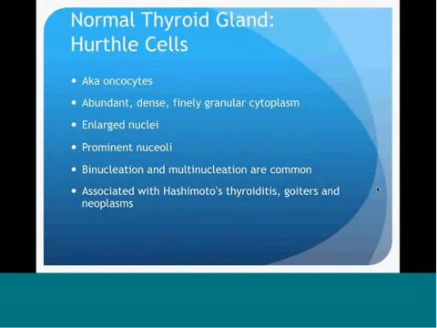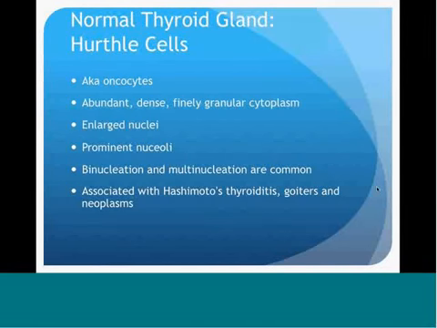You see some blood in the background, but you see these small, round, purple cells, which are the nuclei of follicular cells. You can also see Hürthle cells in the normal thyroid gland. These are also known as oncocytes. They have finely granular cytoplasm that is abundant. Sometimes the nuclei are a little bit large, and they may have nucleoli. You can see binucleated and multinucleated forms.